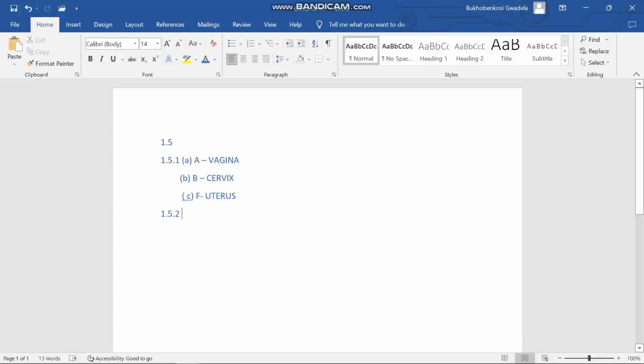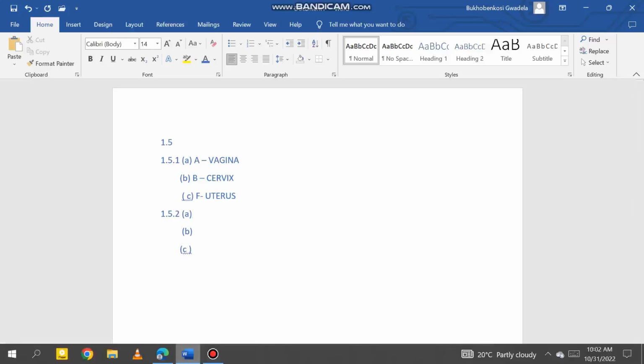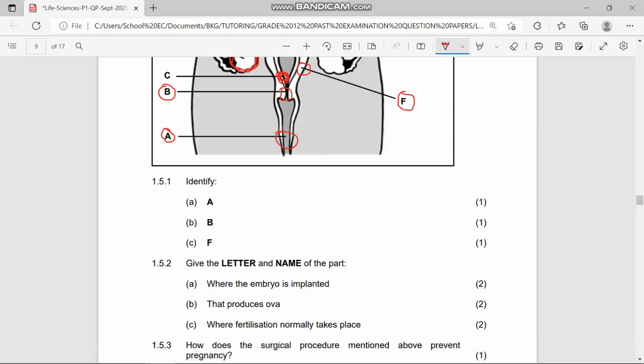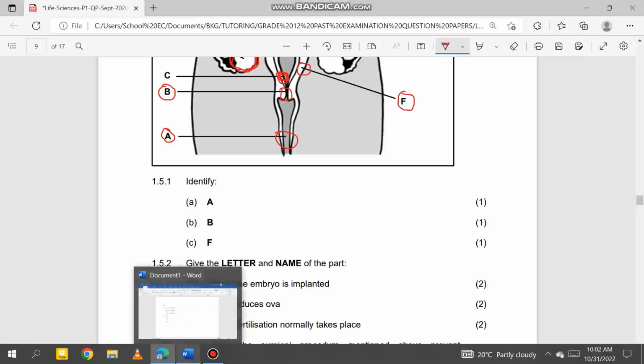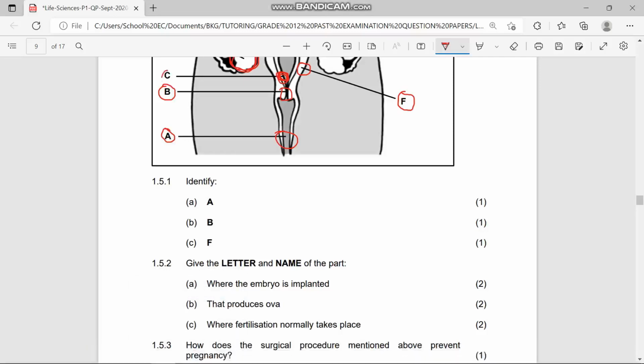So we have A, we have B, we have C. So let's go back to our question paper. So our A is where the embryo is implanted, so in the endometrium, which is C. Yes, endometrium, which is C.